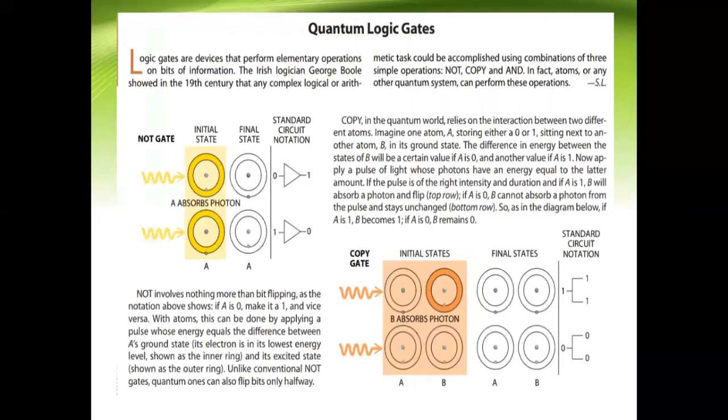The Irish logician George Boole showed in the 19th century that any complex logical or arithmetic task could be accomplished using combinations of three simple operations. What are these three simple operations? NOT, copy and AND. In fact, atoms or any other quantum system can perform these operations.